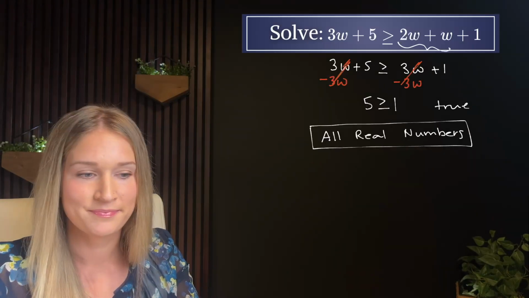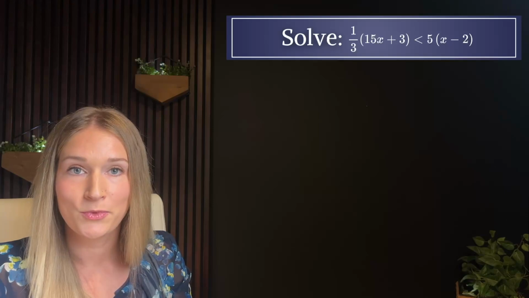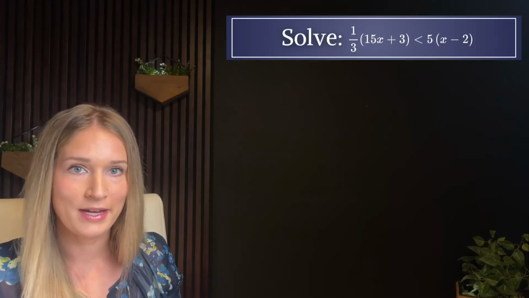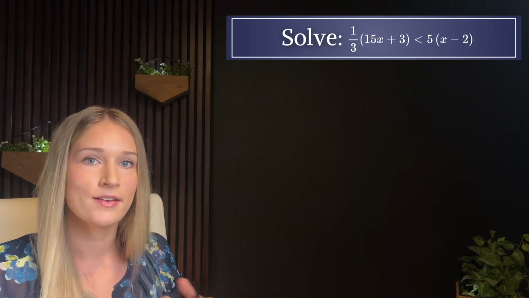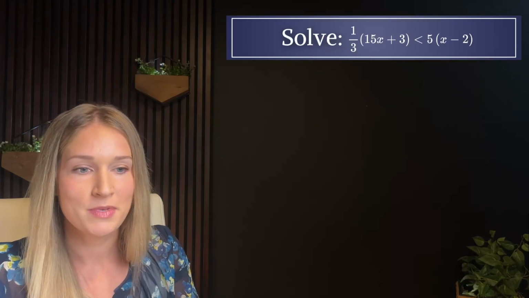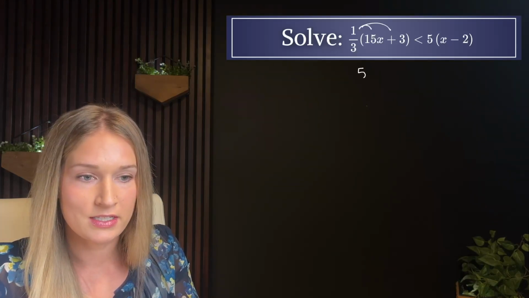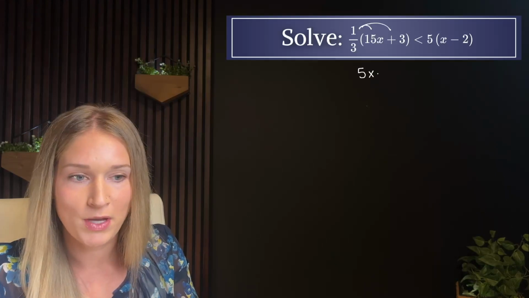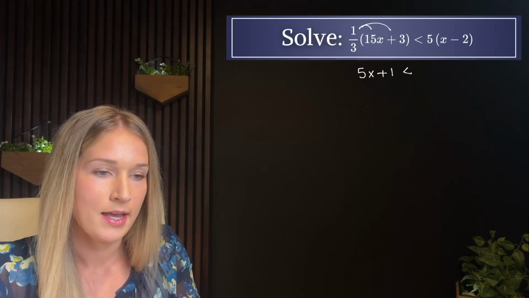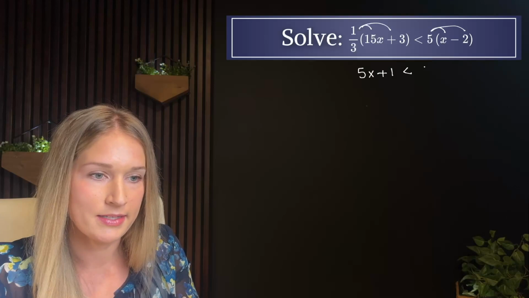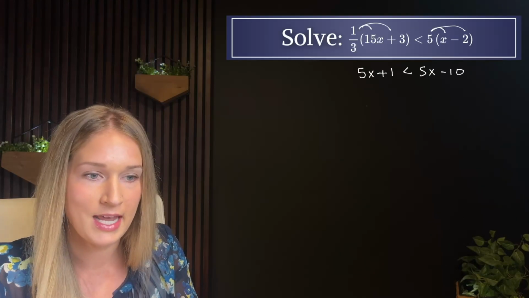Let's do another one. Again, here, what I'm going to do is simplify the left-hand side and the right-hand side separately first, and then I'll start moving things around. So I'm going to take my 1/3 and distribute it in. 1/3 of 15 is 5x. 1/3 of positive 3 is 1. And I multiply my 5 on the right-hand side to get 5x minus 10.